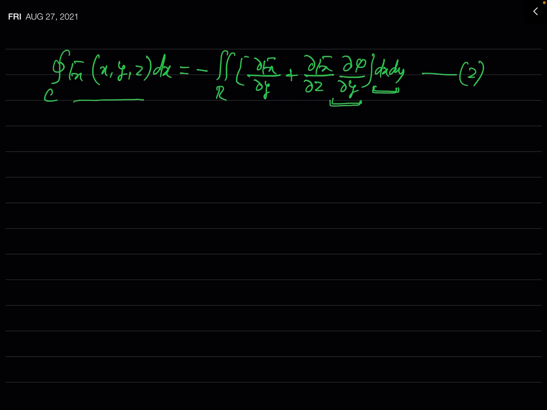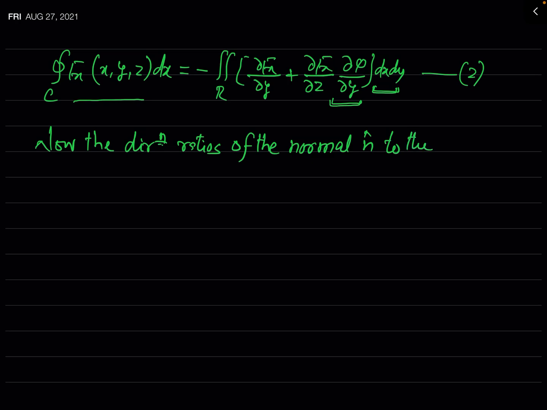So first of all, we will define the direction ratio of the unit normal vector n hat, which is actually normal to the surface S, whose equation is z equal to phi of xy. So you can see easily now the direction ratios of the normal n hat to the surface z equal to phi of xy are. What will be this direction ratio?